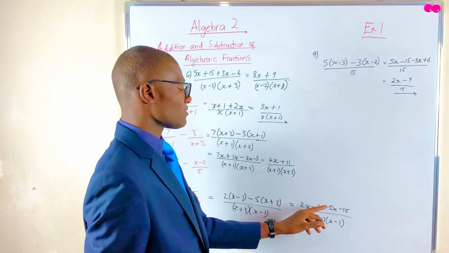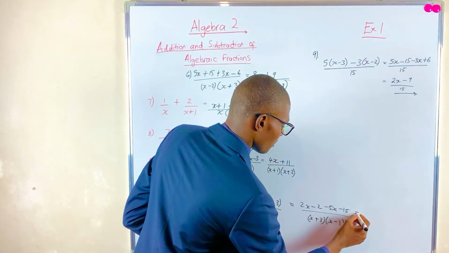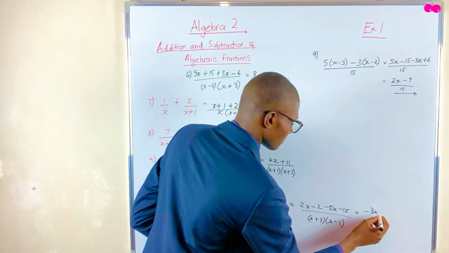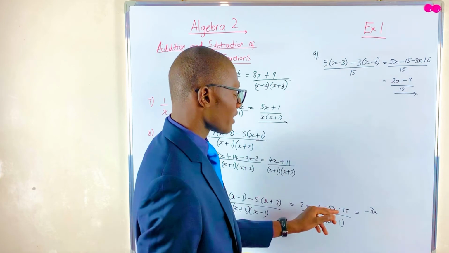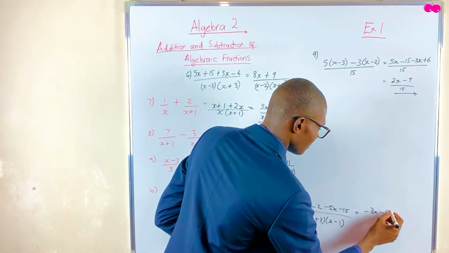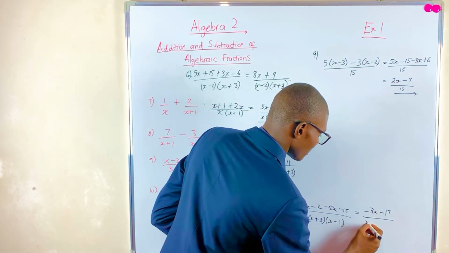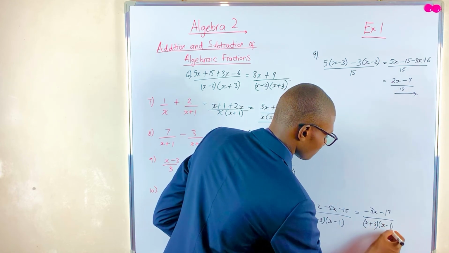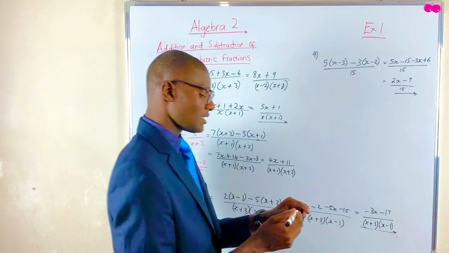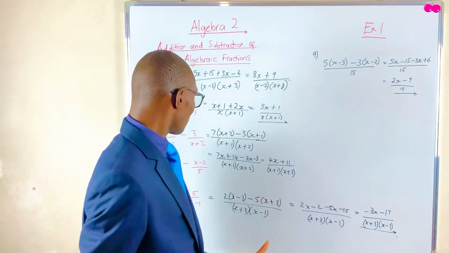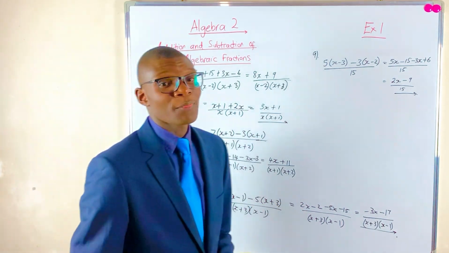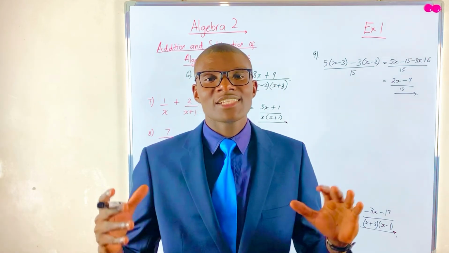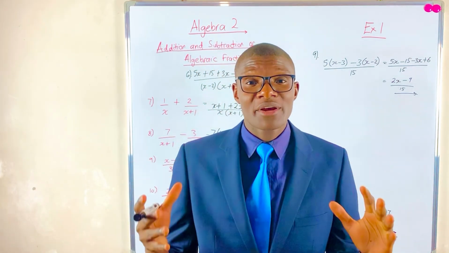Then 2x minus 5x, we get a minus 3x. And minus 2 minus 15, we get minus 17. And this is over x plus 3 times x minus 1. So this is the final result that we get for number 10. Okay, so this was just looking at addition and subtraction of algebraic fractions.